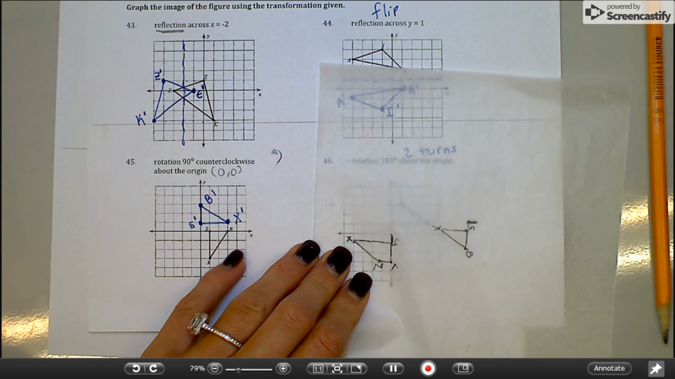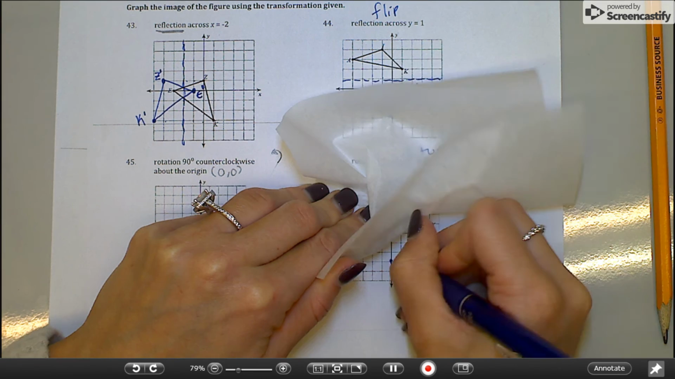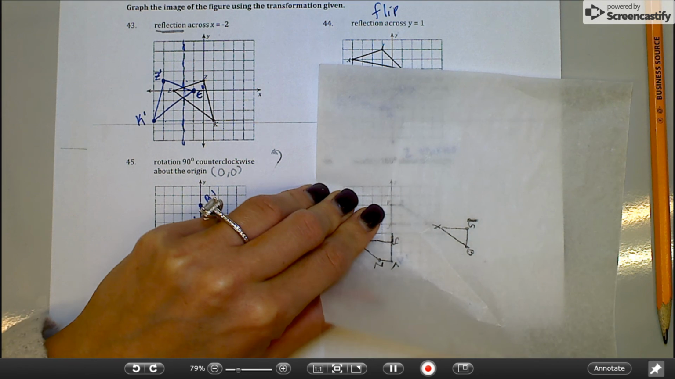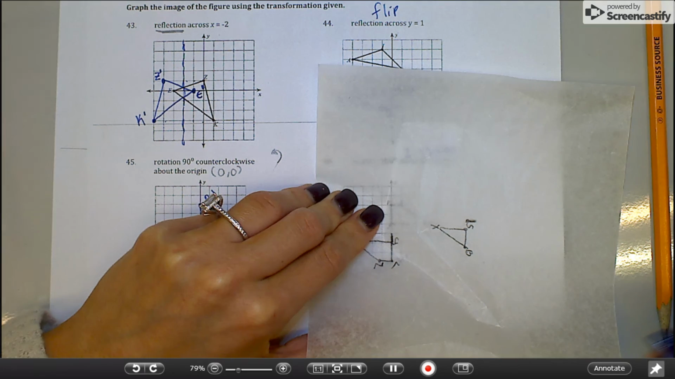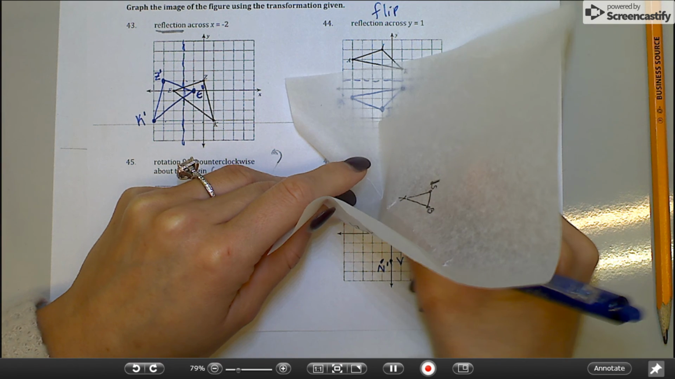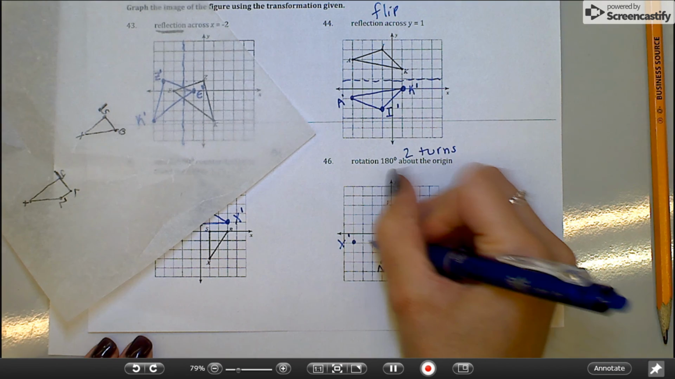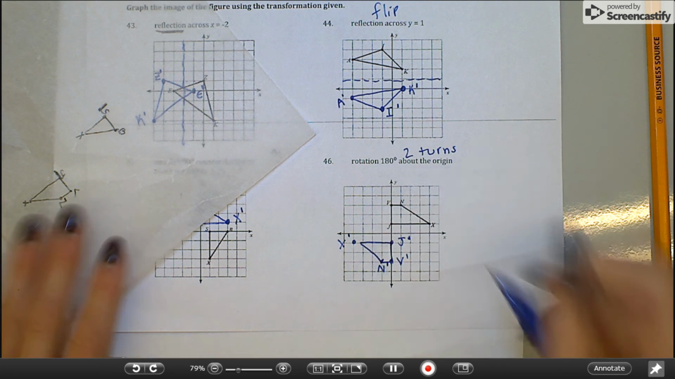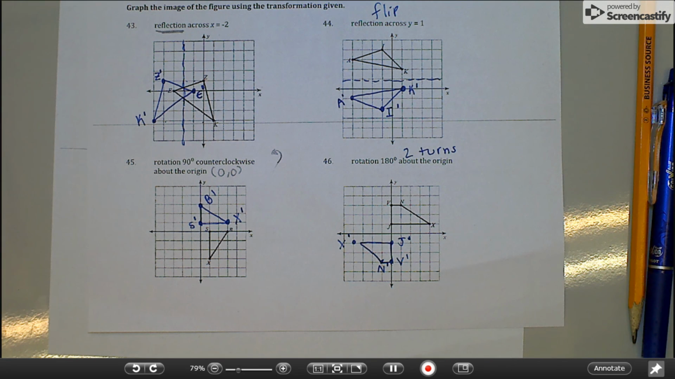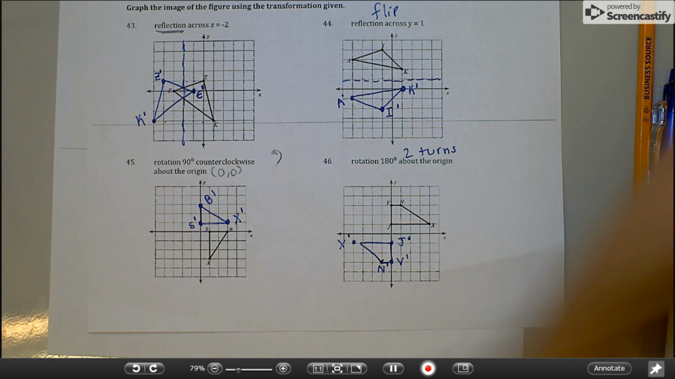Okay. I'm going to label the points. This will be V prime, N prime, J prime, and then X prime. I connect to make that trapezoid, and that's my transformation. So the patty paper to me is the easiest way. You might have learned with different rules or patterns last year, so you're free to use whichever method works for you.